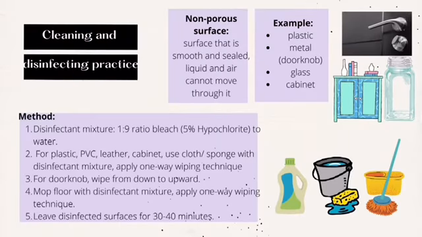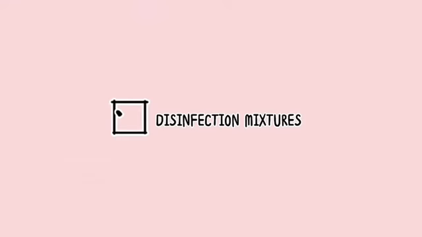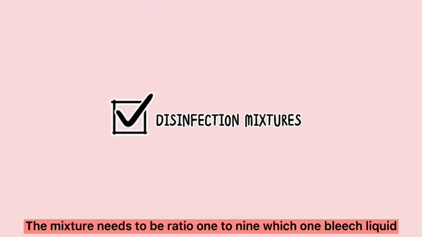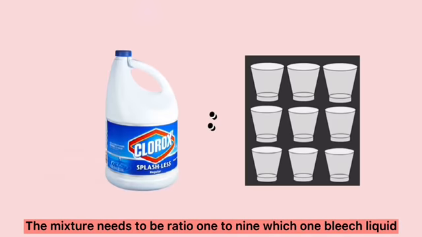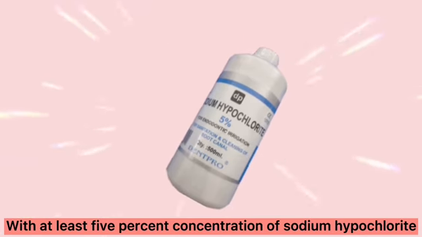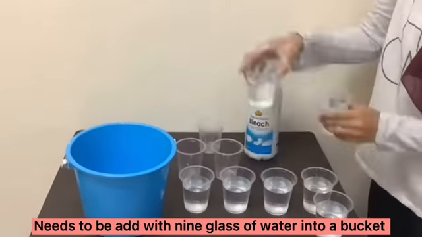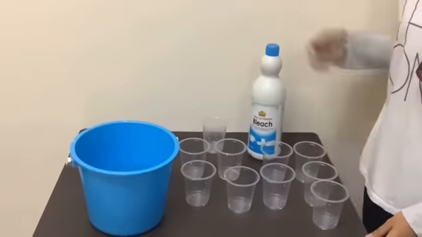The term non-porous means the exact opposite. Instead of having pores, non-porous surfaces are smooth and sealed so liquid and air cannot move through them. First, disinfectant mixture instructions. The mixture needs to be in a 1:9 ratio, in which one part bleach liquid with at least 5% concentration of sodium hypochlorite needs to be added to 9 glasses of water in a bucket.